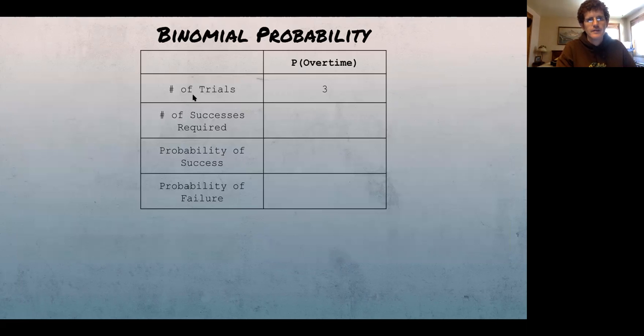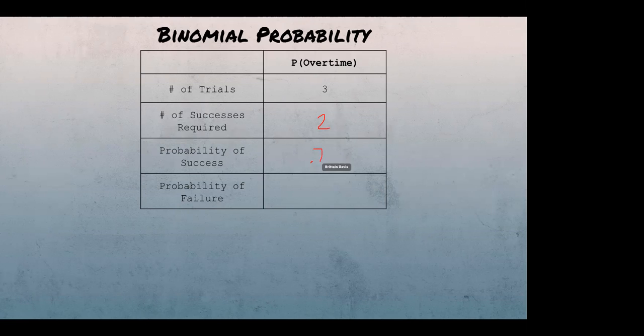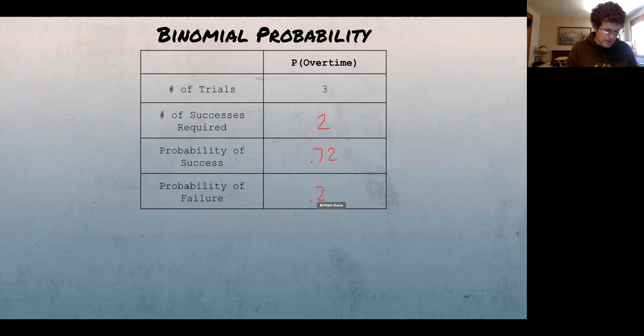We're only going to look at the probability of getting to overtime. That is, I'll just start this off. This is 2 successes. And what's the probability of success? We're going back to our free throw shooting example. What's the probability of success? 0.72, which means 0.28. So I'm going to figure out the probability of overtime now without using that table that we created.